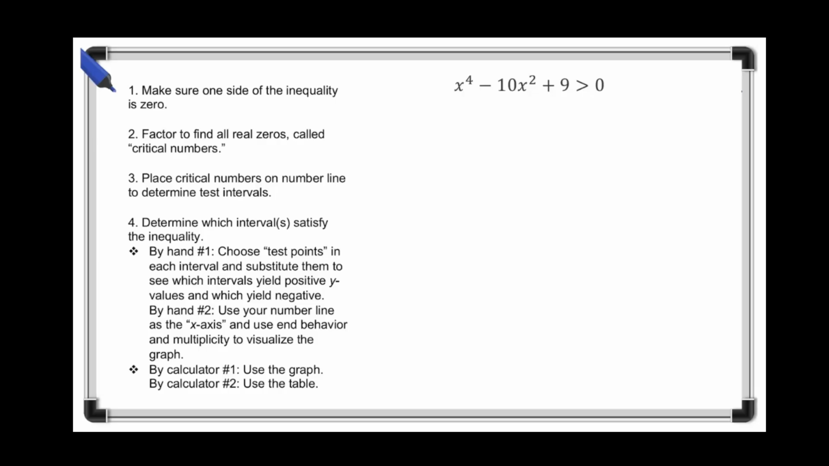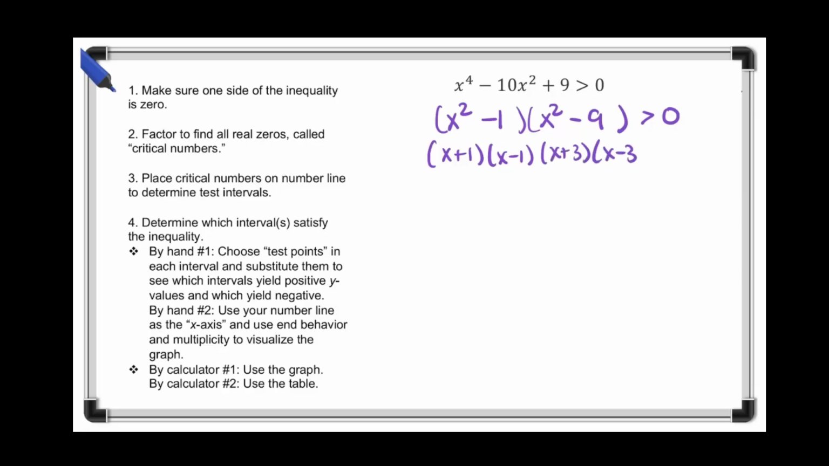So here we're going to factor, and this is almost like a quadratic except it's x to the fourth. But we can do x squared times x squared to get us x to the fourth. And what two numbers multiply to 9 but get us that negative 10? That's going to be negative 1 and negative 9. And this is greater than 0. So now we can keep factoring because we have difference of squares. So this is x plus 1, x minus 1, and then x plus 3 and x minus 3. Again, all greater than 0.